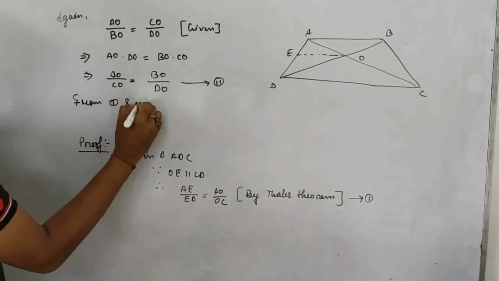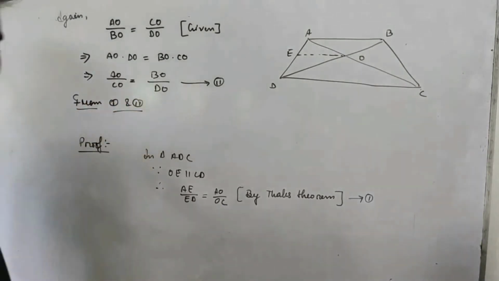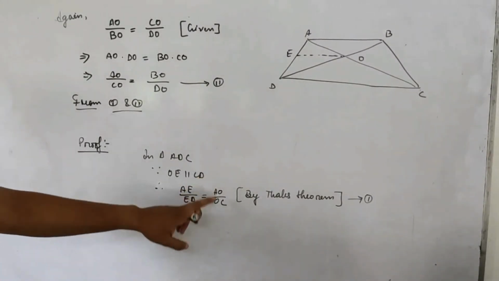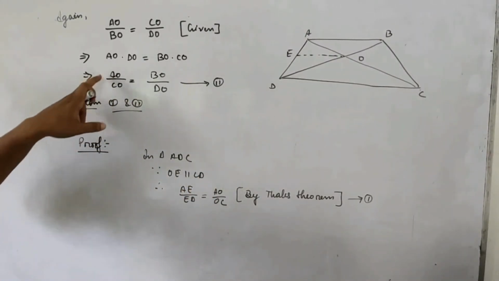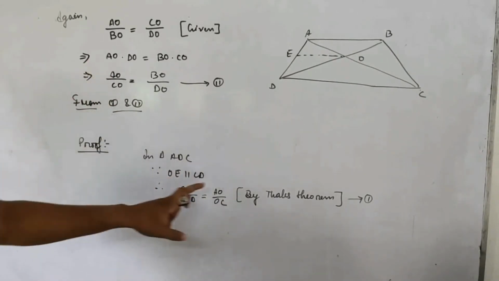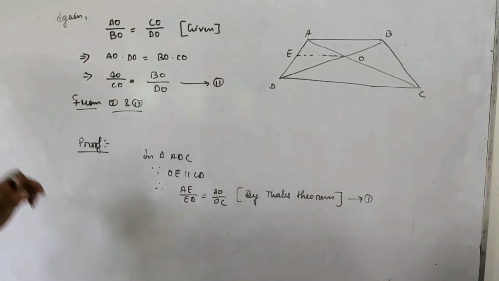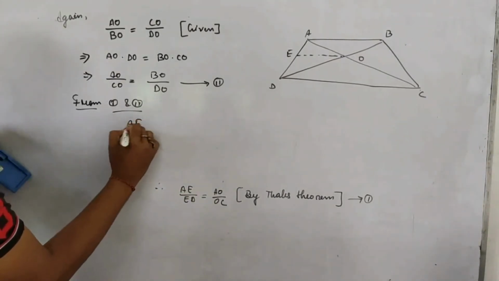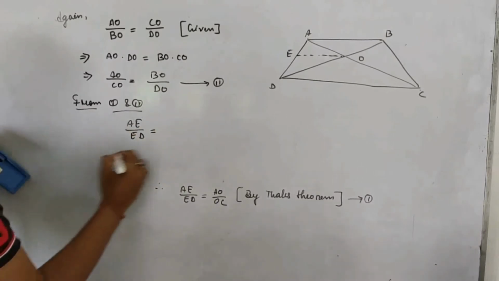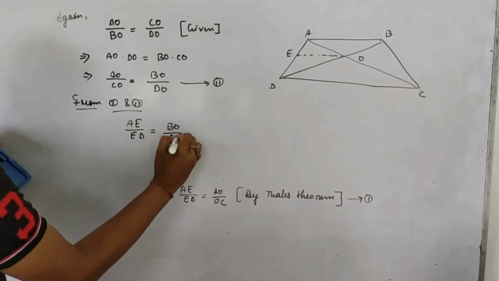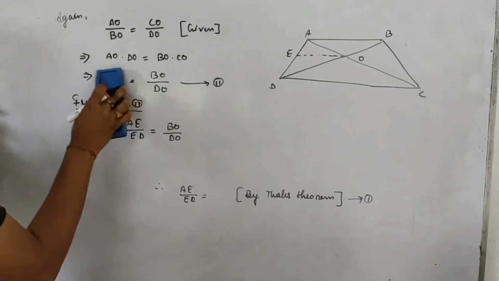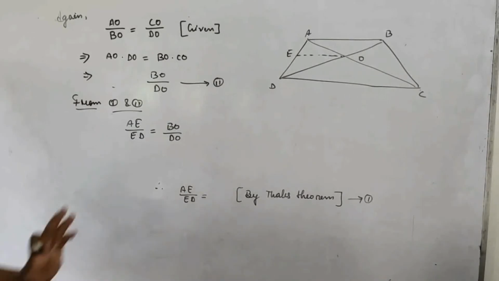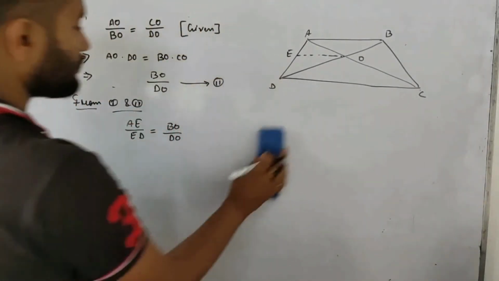Now simple, from 1 and 2, what we can do? See, AO by CO, AO by OC, same thing. These two are equal, right? So these two will be equal. AE by ED will be equal to BO by DO. AO by OC is equal, so what will remain? BO by DO will be equal to AE by ED. This one we will get.